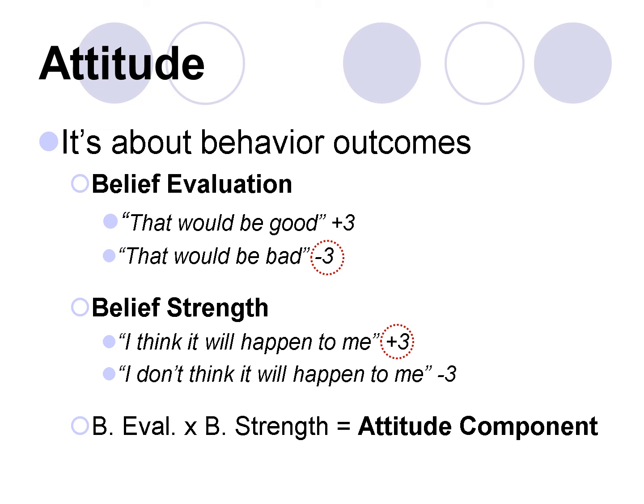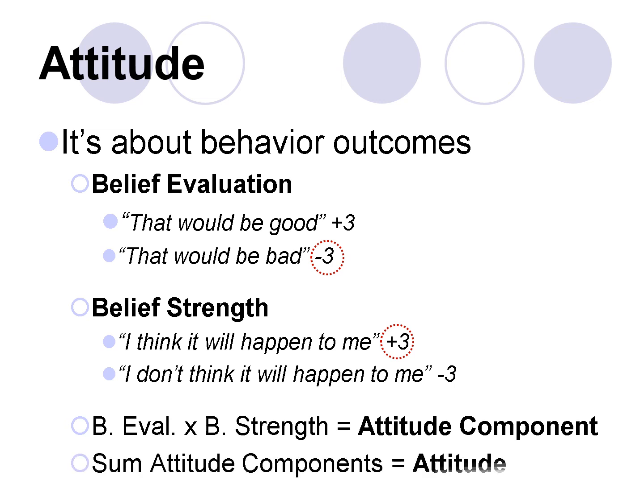So ideally, we want people to say, as I've circled in red there, boy, the health effects of smoking will be really bad, and I'm afraid they're going to happen to me, right? And that would then give a person a score, in that case, of -9, because we'd multiply the -3 by the +3 and get a -9. Then we're going to add up all of the scores of the attitude components.